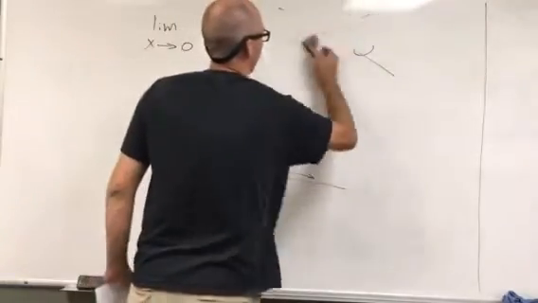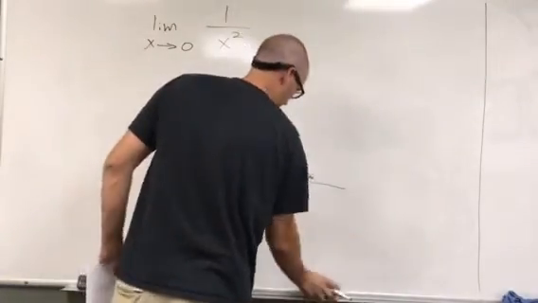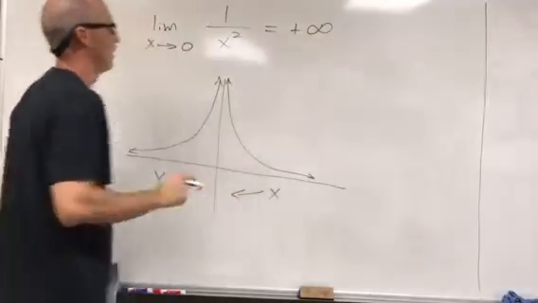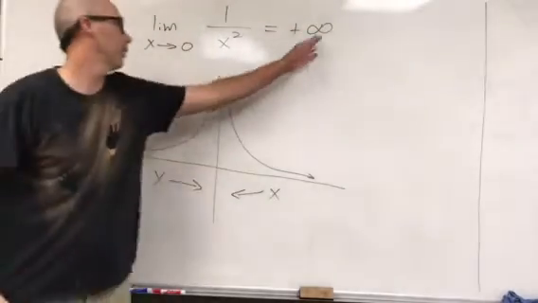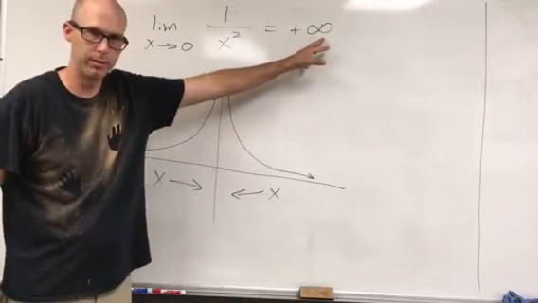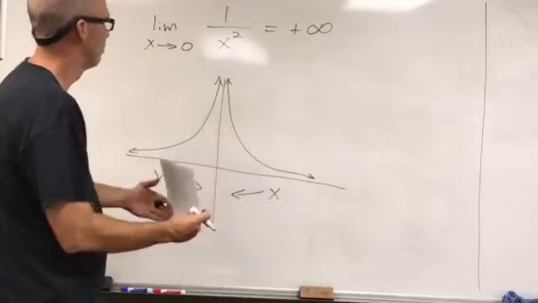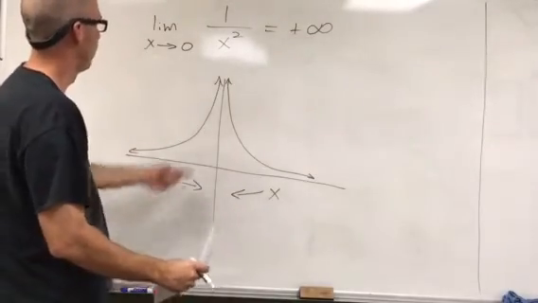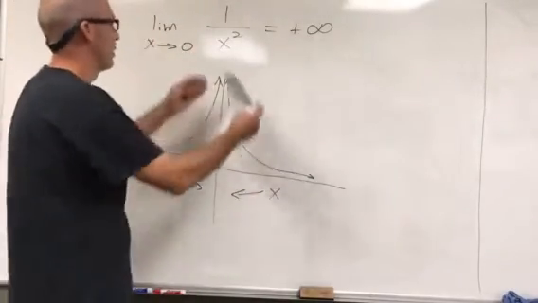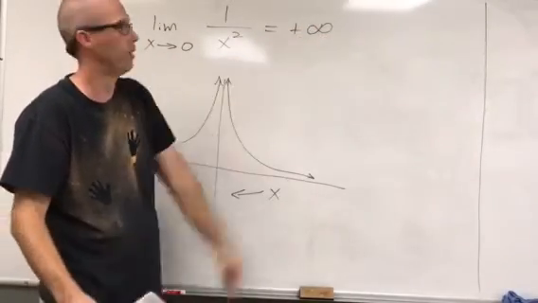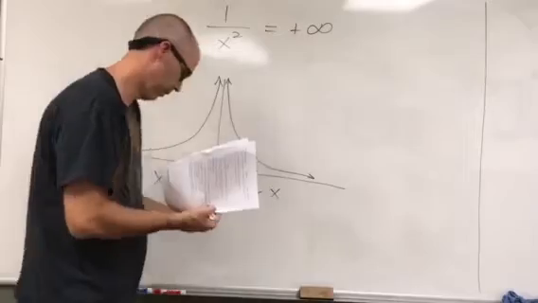So here our answer is infinity. Now, infinity is not a number, right? This just means that as x approaches 0, 1 over x squared gets large without bound. It's large. Infinity is big, right? All right, so there we go.